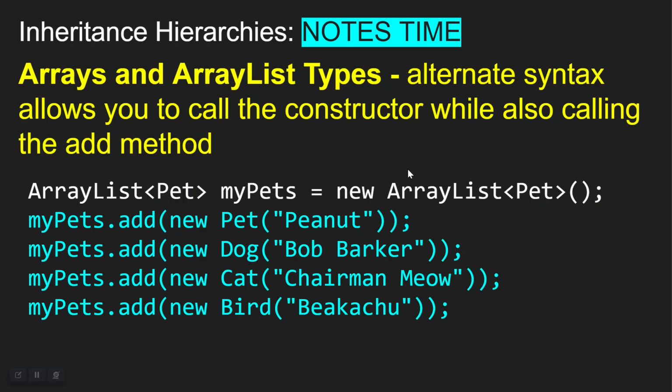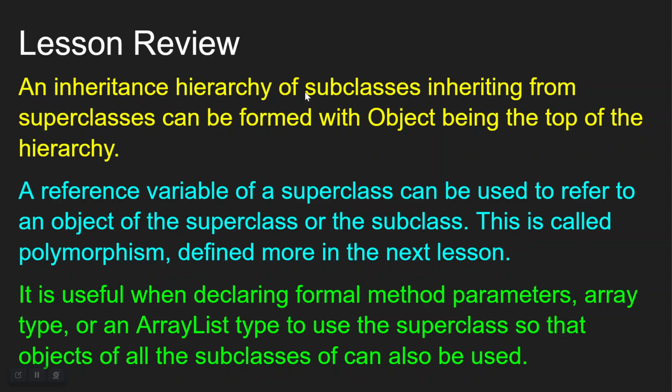Okay, so an inheritance hierarchy of subclasses inheriting from superclasses can be formed with the Object class being on top of the hierarchy. A reference variable of a superclass can also be used to refer to an object of the superclass or the subclass. This is called polymorphism, which we're going to see defined more in the next lesson. And it is useful when declaring a formal method parameter or an array type or an ArrayList type to use the superclass so that objects of all subclasses can also be included.